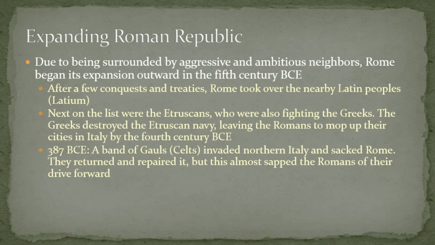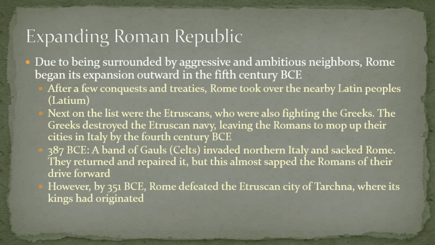they rebuilt it. And by 351, they had defeated the Etruscan city of Tarquinia, which is actually where their kings had come from originally, such as Tarquin the Proud. So that was a big morale boost for the Romans. Thus they continued their conquering of the Italian peninsula. But they will never forgive the Gauls. This was very nearly a bookend for Rome. There are several events that were very nearly a bookend for Rome.